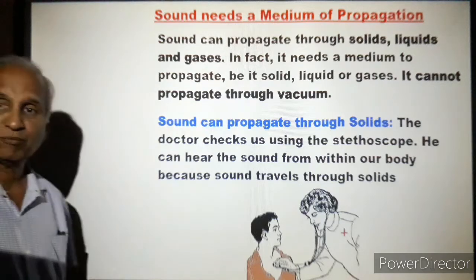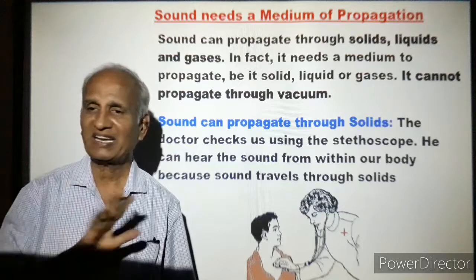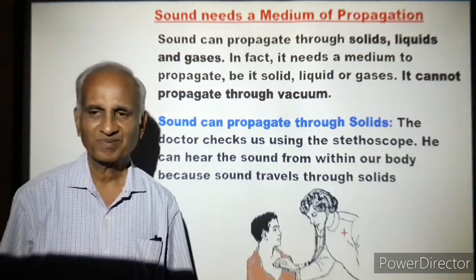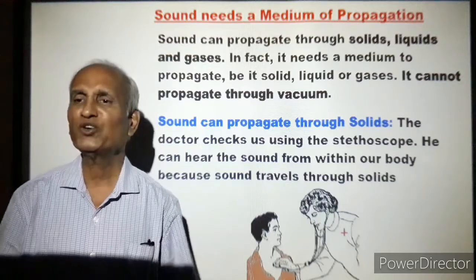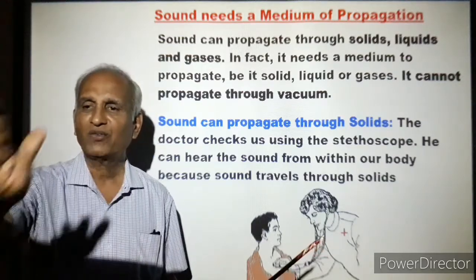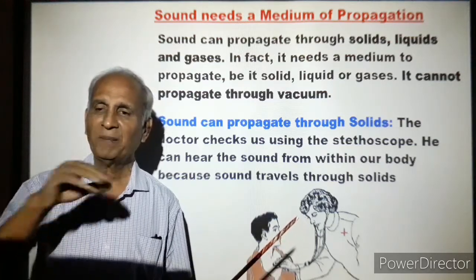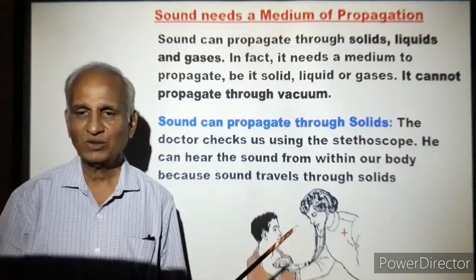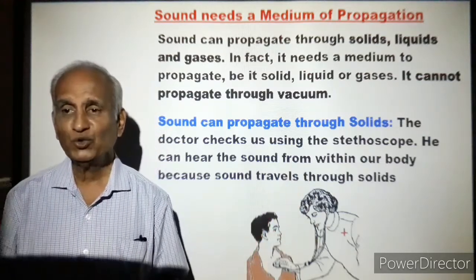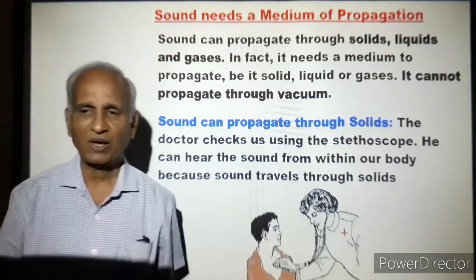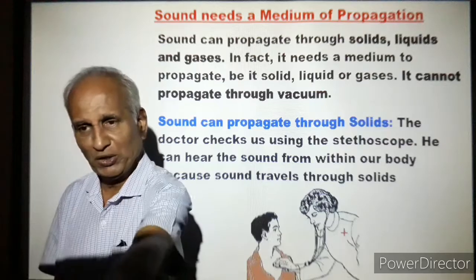Sound needs a medium of propagation. I told you, on the moon we cannot hear any sound. If two of you are standing one opposite the other and you shout, even then your friend will only see the movement of your lips, but he won't hear anything. What's the reason? There is no air on the moon. There is no medium to propagate your sound. There is no medium to carry your sound from one point to the other.